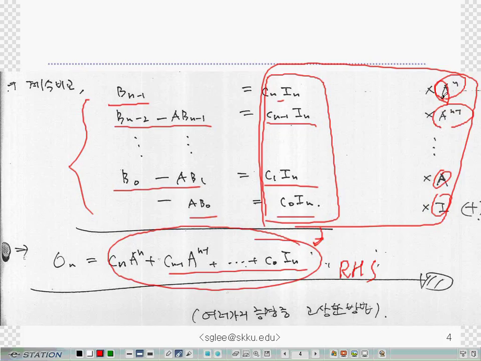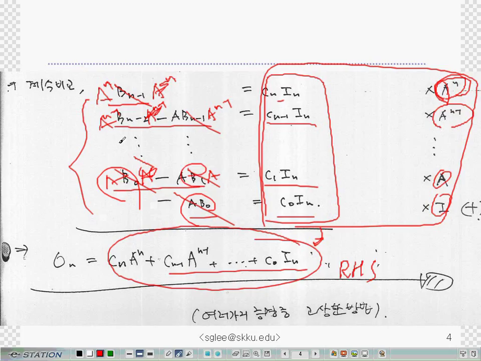But if we multiply A^n here and A^(n-1) here, A^(n-1) here like this, then what do you see? These two are cancelled. If you multiply A here and A here, these two are cancelled, and these two are cancelled. Okay, we should have the right side, not this side. Here, the right side. Then these are all cancelled, and we have a zero matrix here.